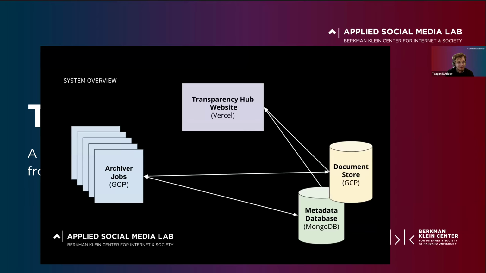So here's a breakdown of that 3-part system that Zoe mentioned earlier. We have the public-facing Transparency Hub website, which serves the policy information to any interested internet user by communicating with our document store and metadata database. The document store is a Google Cloud bucket, which contains all of these historic captures, while the metadata is a Mongo collection, which stores information about the platform and the platform's policy URLs, as well as when documents were fetched. They then communicate with our archiver jobs, which is our engine that retrieves the company policy documents and manages their storage.